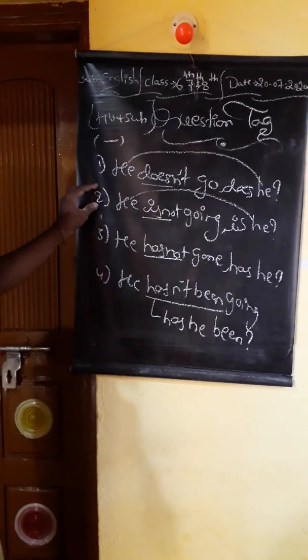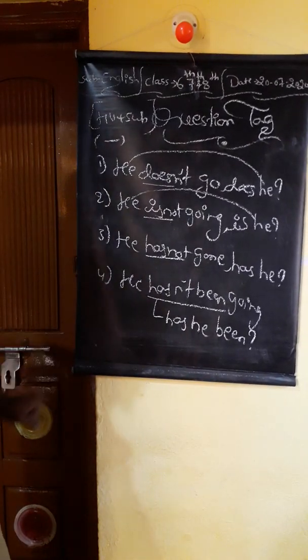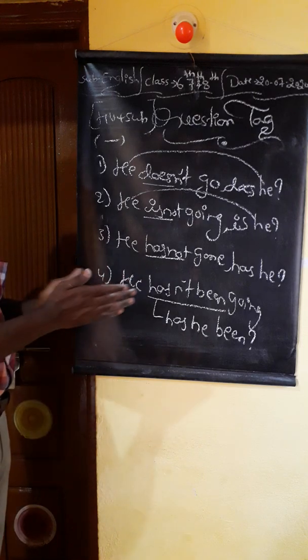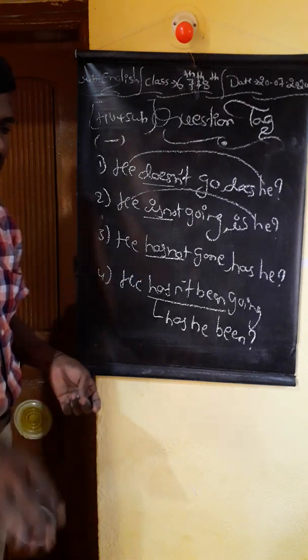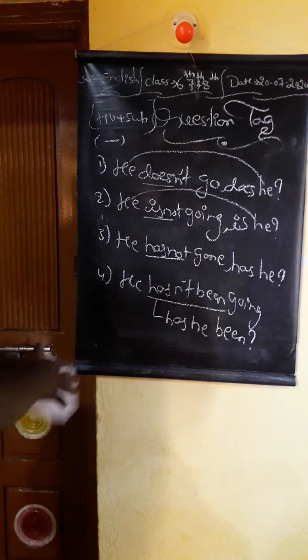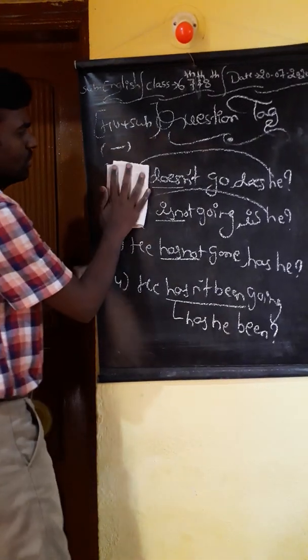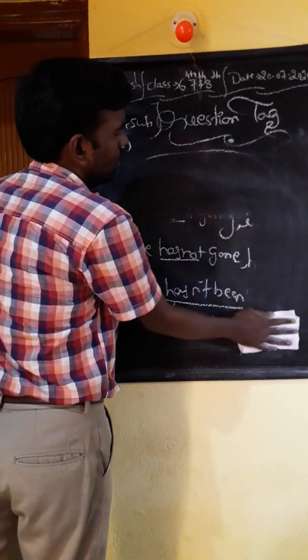So he doesn't go, does he? He isn't going, is he? He hasn't gone, has he? And he hasn't been going, so that is has he been. Okay. So just I want to make a note here.